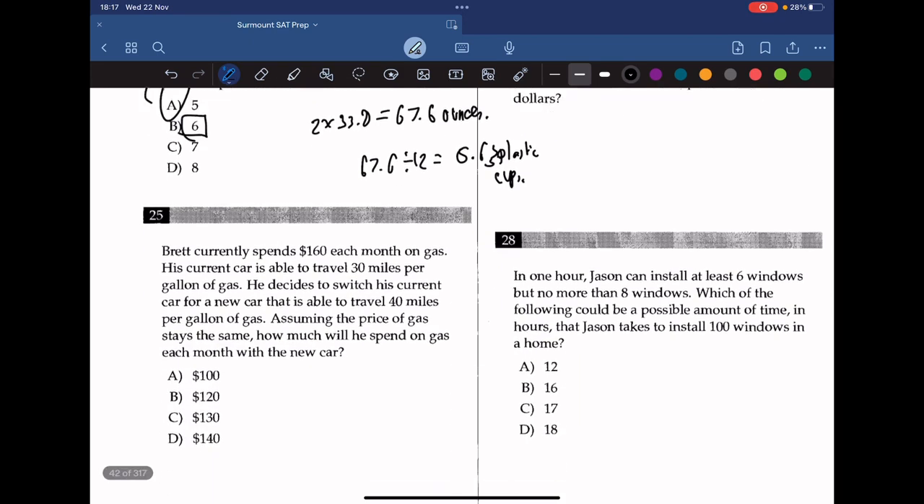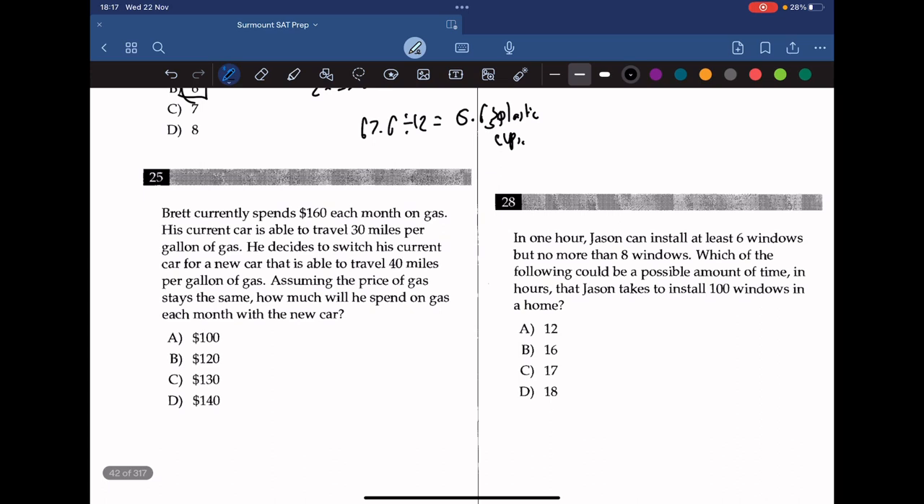Okay. Brett currently spends $160 each month on gas. His current car is able to travel 30 miles per gallon of gas. He decides to switch his current car for a new car that is able to travel 40 miles per gallon of gas. Assuming the price of gas stays the same, how much will he spend on gas each month with the new car?